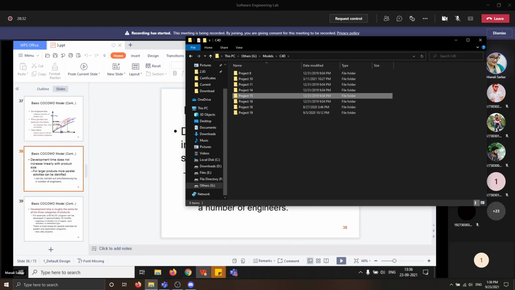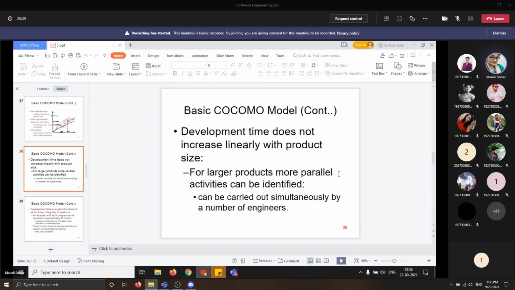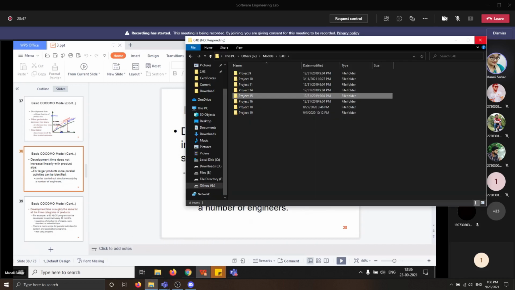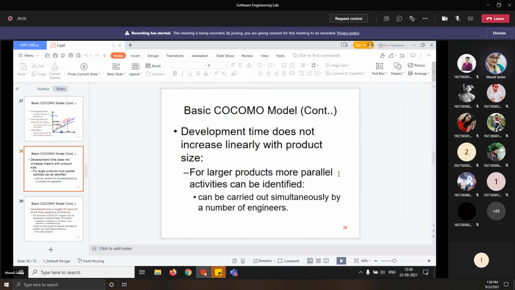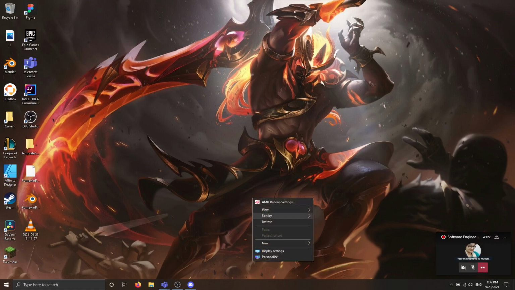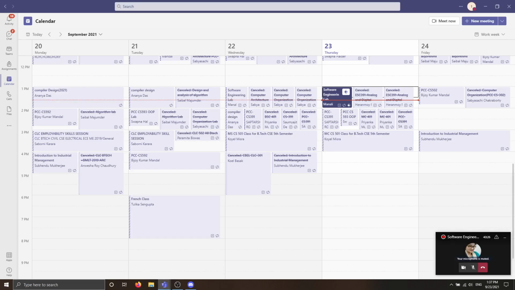Development time does not increase linearly with product size. For larger products, more parallel activities can be identified, and we know that an optimum size team is one in which developers do not have to wait for work, but at the same time employs as many developers as possible. That is why the duration given by COCOMO is called the nominal duration or the optimal duration. If the project is attempted to be completed in a shorter time, then the effort required would rise rapidly. For a larger product, more parallel activities can be identified and carried out simultaneously by a number of engineers.